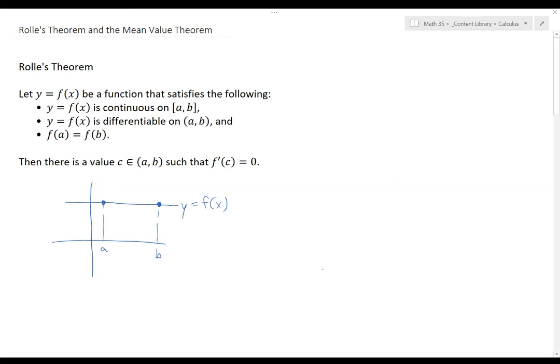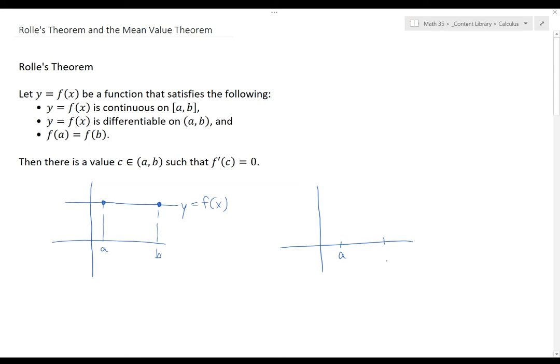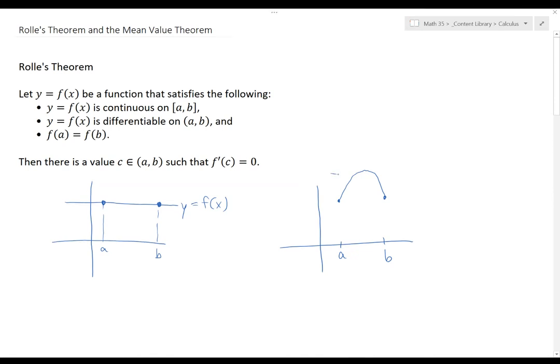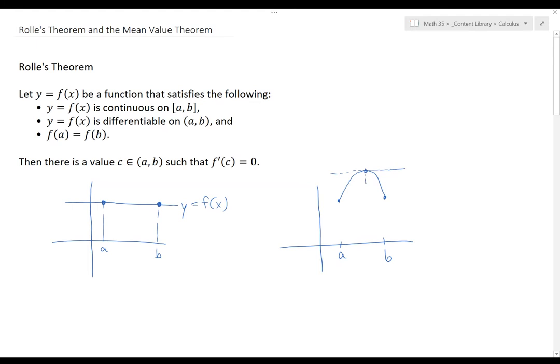I can draw, let's say, a function where I have a and b. They have the same value of y, and maybe my function starts out going this way. If it's continuous and differentiable, and it has to get back down to that same level where it started, then somewhere it has to reach a maximum. So somewhere it has to have a slope of zero, and that would be the c value.